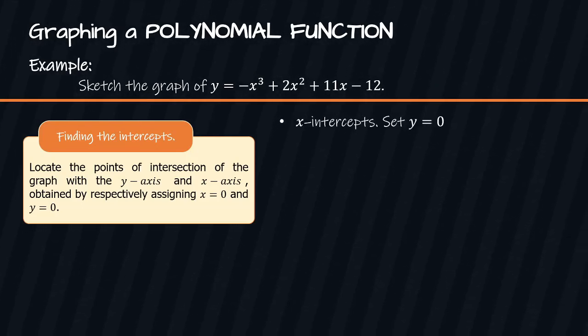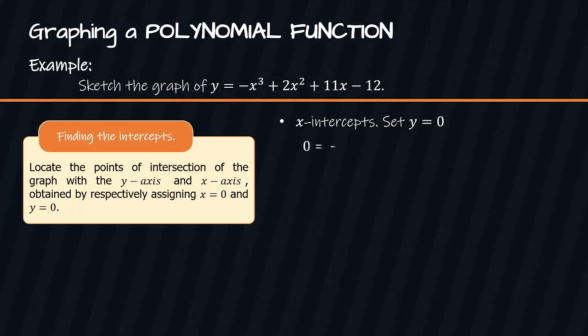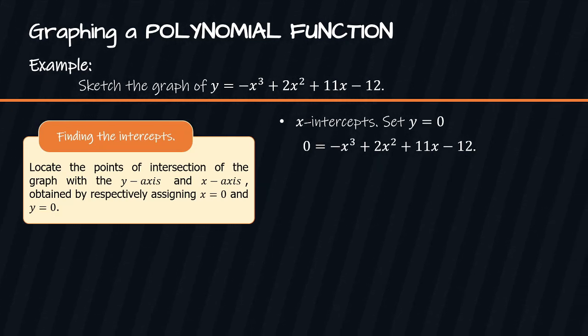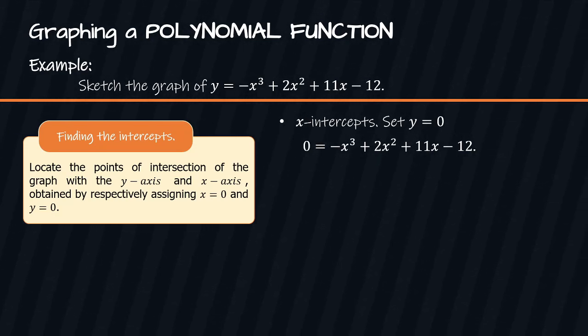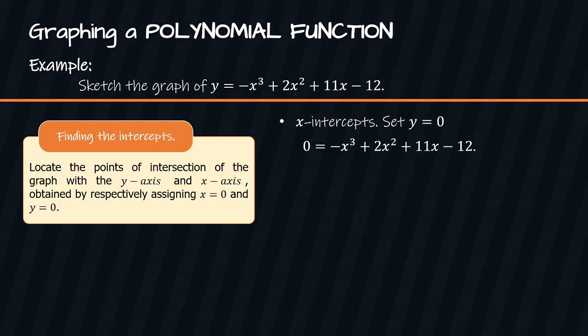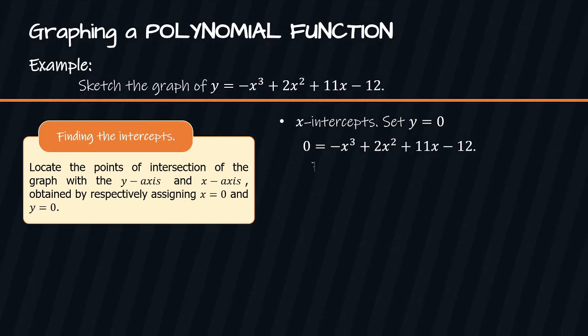Starting with the x-intercept, set y equals 0. We have 0 equals negative x cubed plus 2x squared plus 11x minus 12. Isn't this familiar? The next step is now to find the roots.